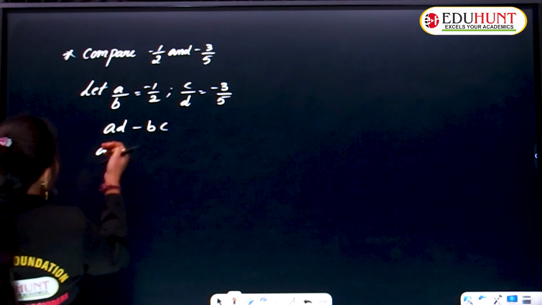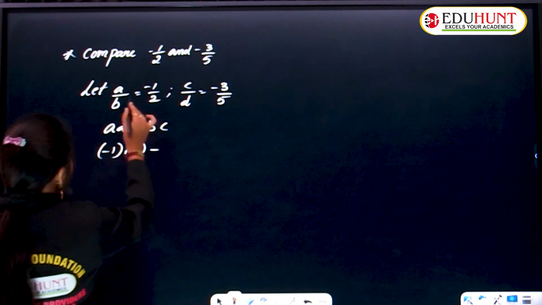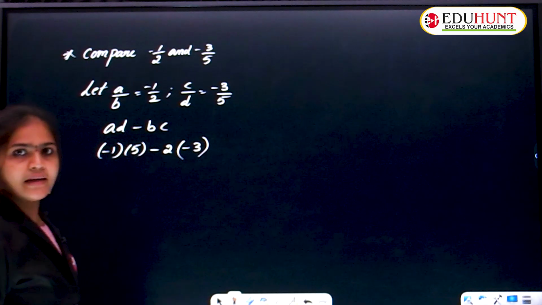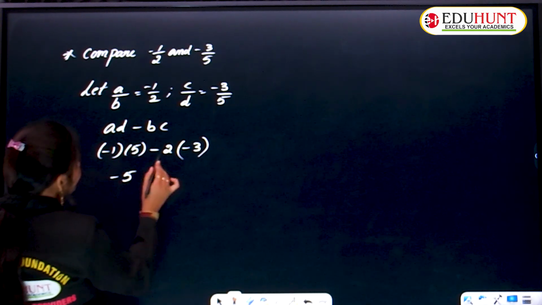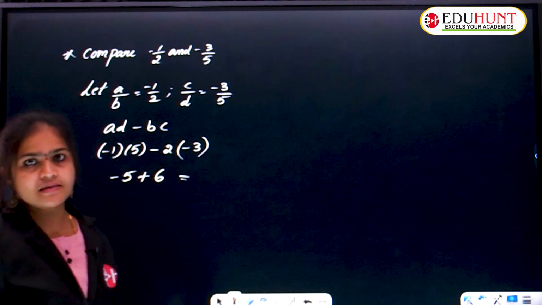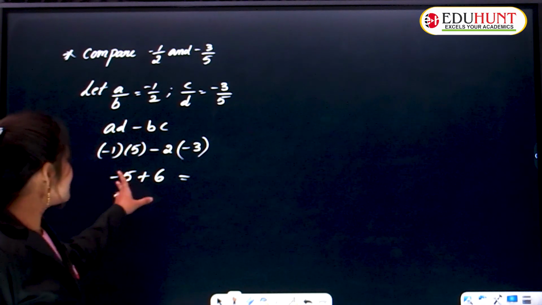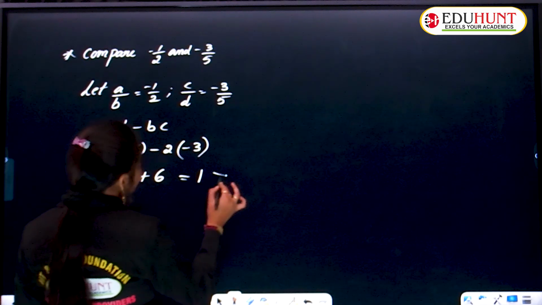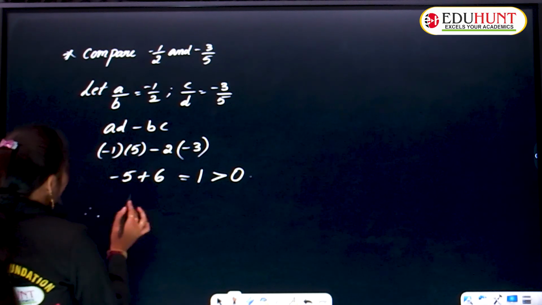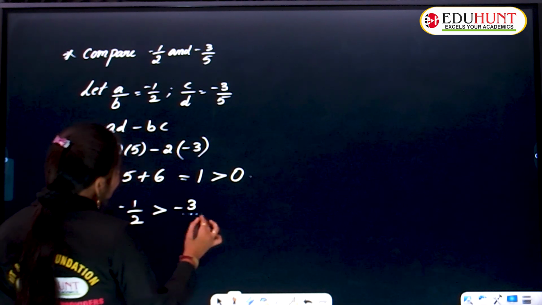Here A is equal to how much? Minus 1, into D, which is 5. Minus B, which is 2, into C, which is minus 3. Clear? Now here minus 5. Minus into minus is plus, 2 3s are 6. Now here minus 5 plus 6. Those two numbers have two different signs, which means just go for subtraction. Now 6 minus 5, 6 minus 5 is 1. Is 1 greater than 0 or less than 0? Greater than 0. That's why A by B is greater than C by D, which means minus 1 by 2 is greater than minus 3 by 5.